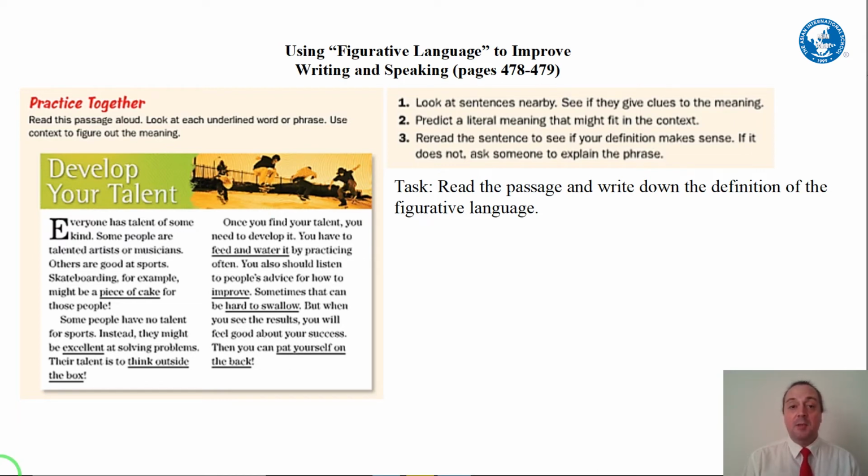Okay, ready? So, did you look at the sentences nearby and see if they give clues? Did you predict a literal meaning that might fit in the context? And did you reread the sentence to see if your definition makes sense? Let's see how you did.